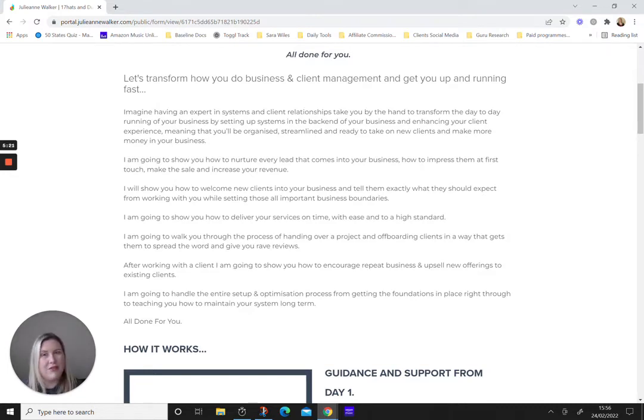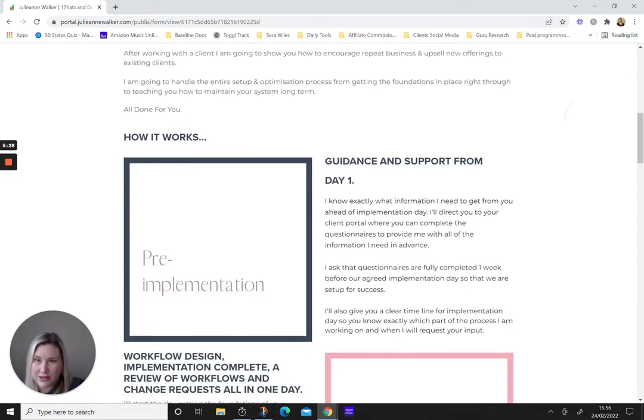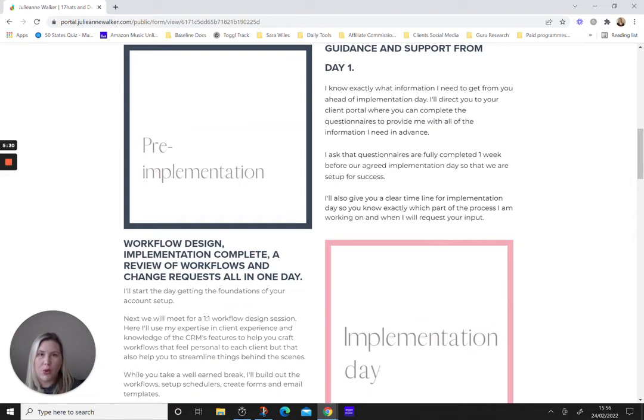Now, if they want to continue reading, they really want to know how it works. So that's why we go into the next section of how it works. The reason why we have put images here is to break it up. Because this is a qualification lead capture form, it's actually quite long, and we want to make it as visually appealing and easy to read as possible.